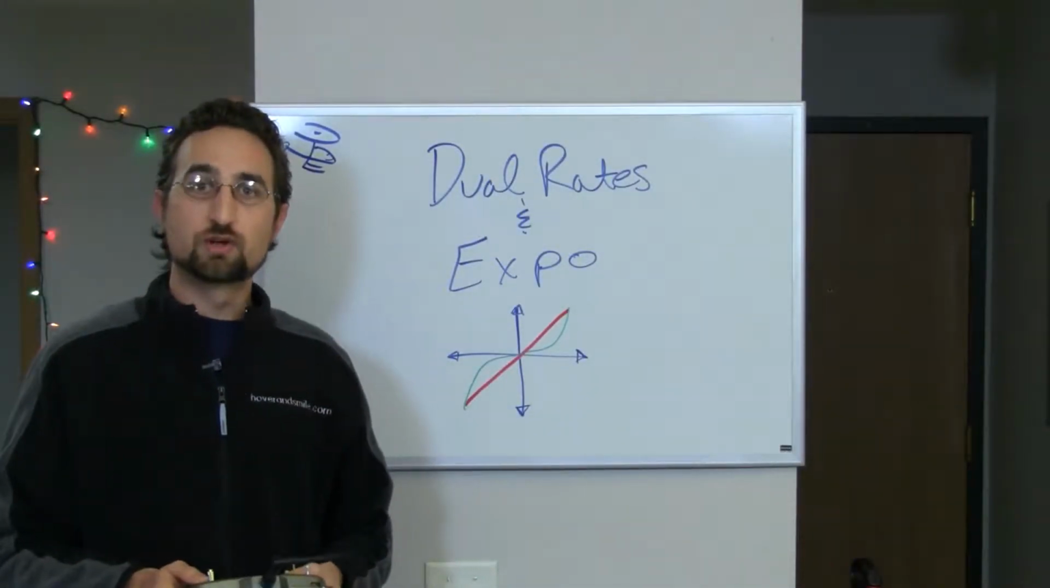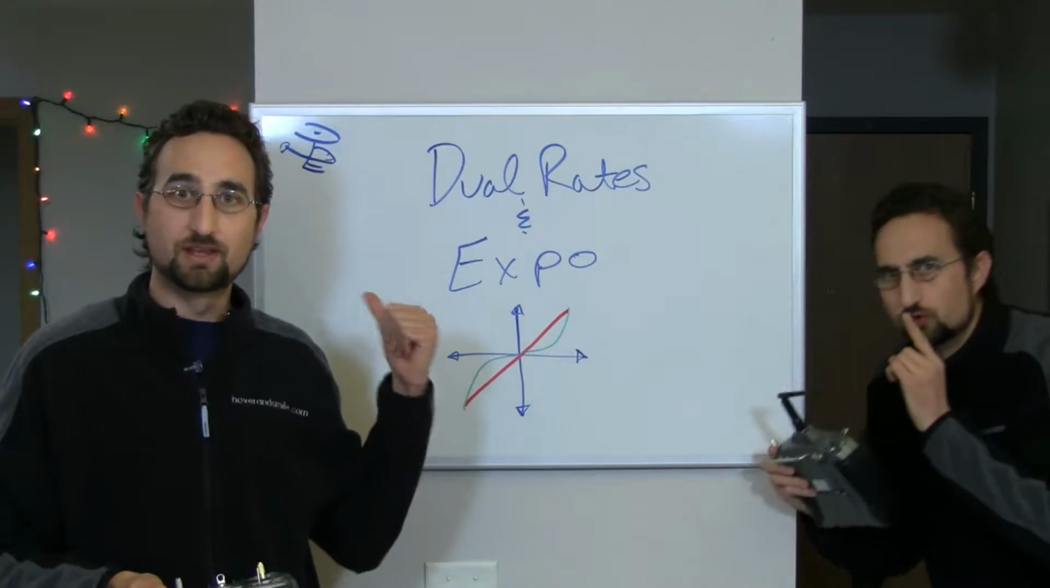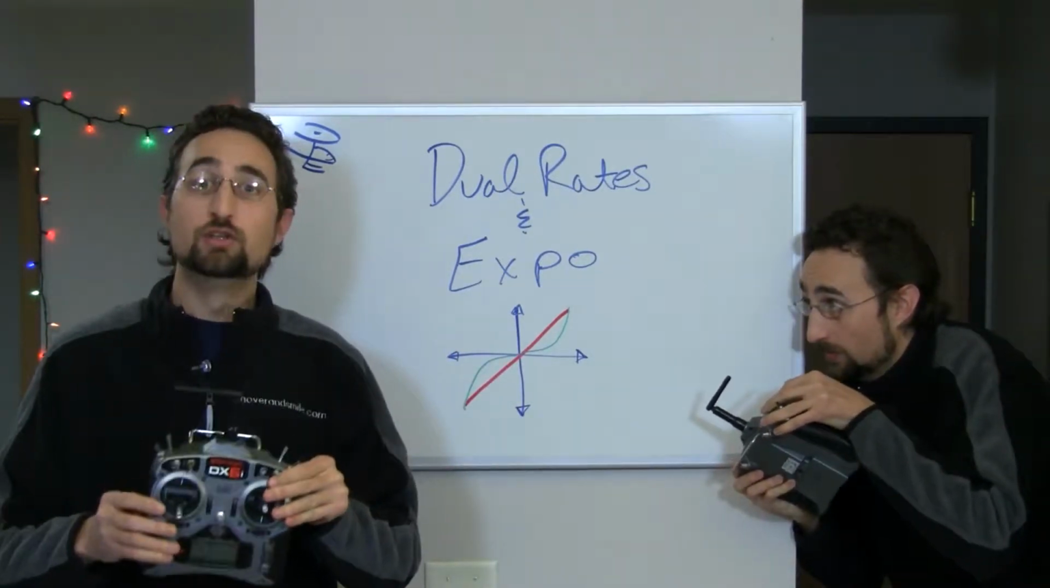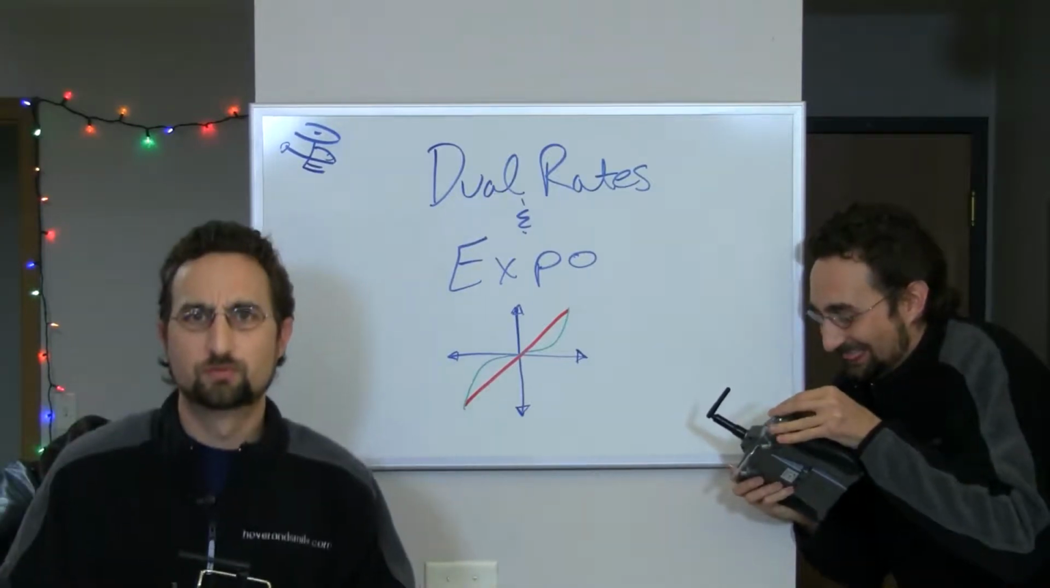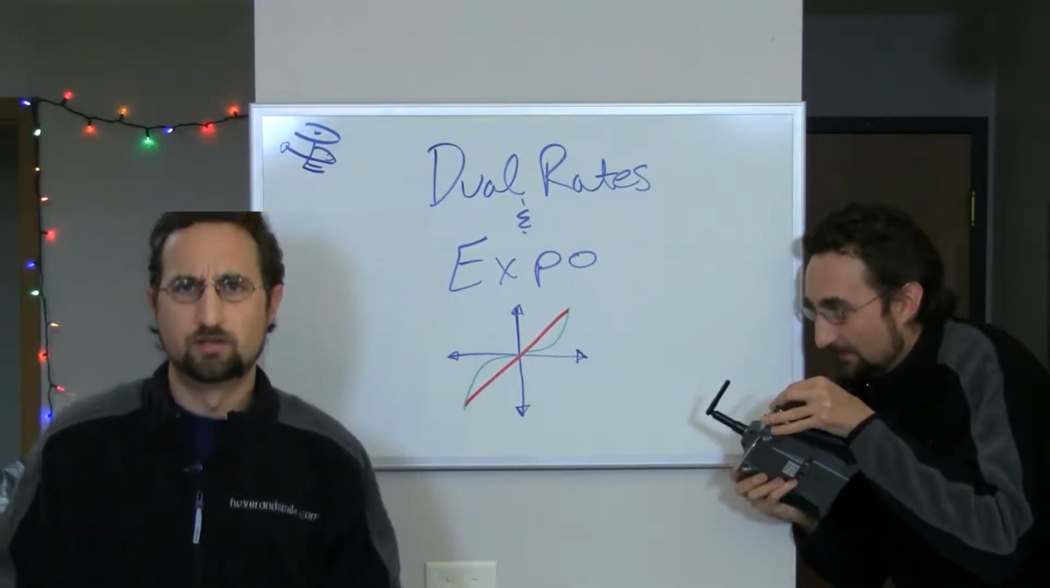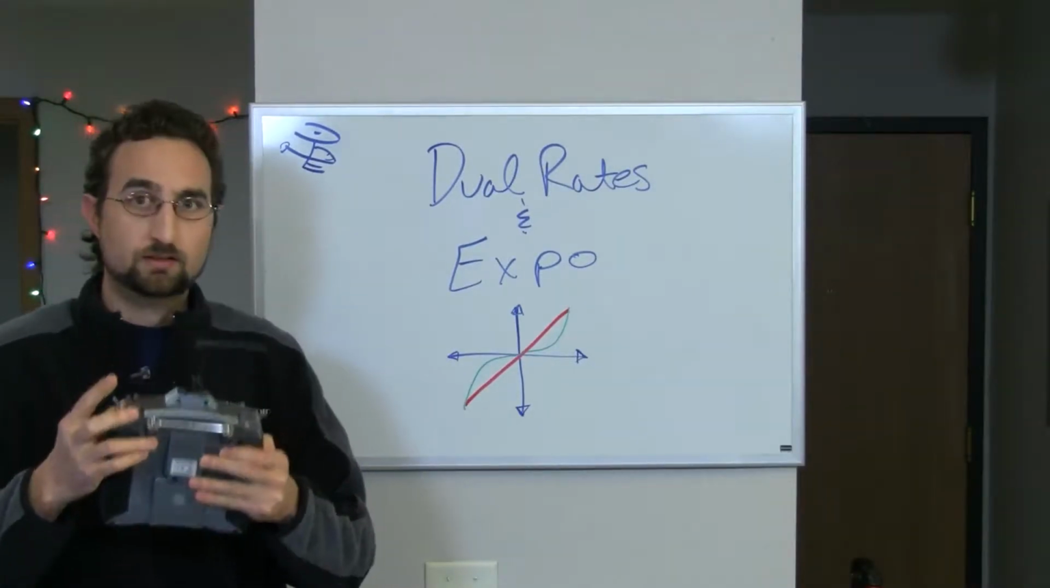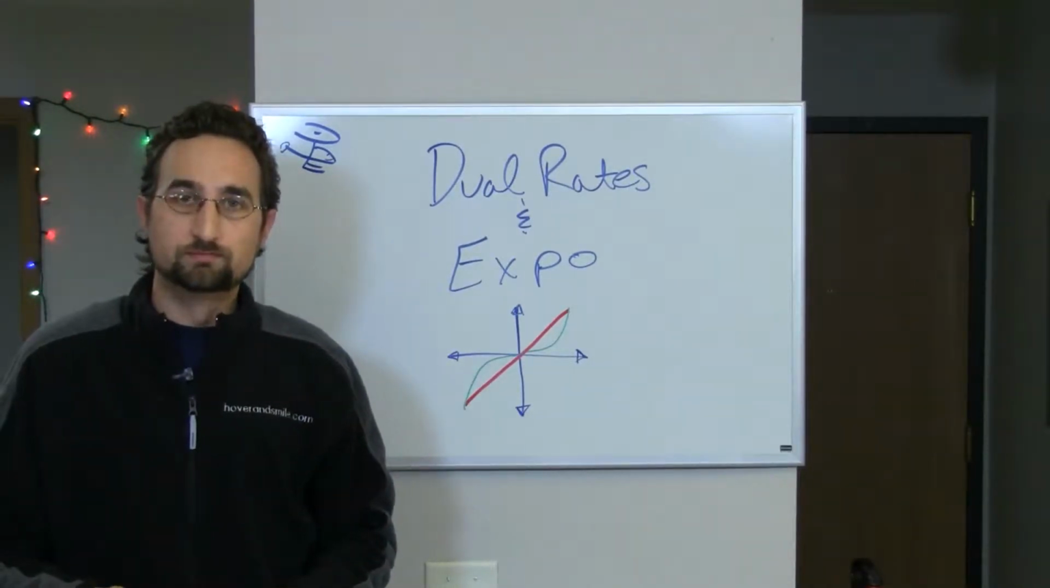On this, our third part of our transmitter series, we'll be looking at dual rates and Expo. We'll learn what this graph means and how by flicking the switches on your transmitter, you can control the characteristics of your flight and even learn how to use throttle hold.